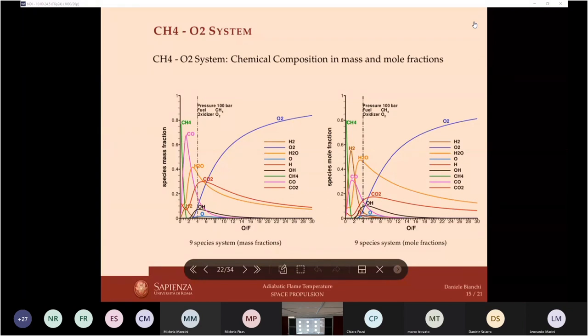But here you have to consider that CH4 is not H2. CH4 has a smaller mass of 16, which is not so different from the molar mass of water, and so has not a huge effect. We cannot see a huge difference between mole and mass fractions in this case.